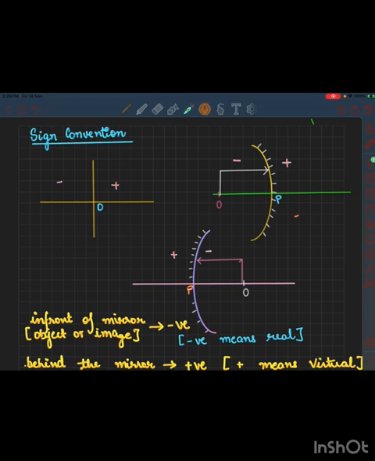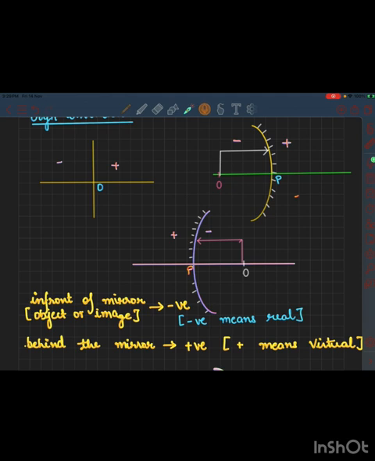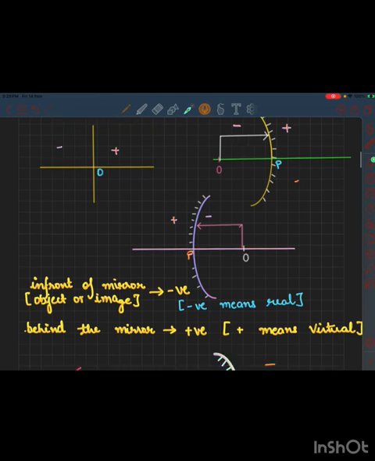In whichever direction the incident ray is progressing, that side of the pole will be positive and the opposite will be negative. But suppose we get confused in understanding this rule, there is one simple formula: all the distances which are taken in front of the mirror are negative. Like if an object or image is in front of the mirror, then the object distance and the image distance will be negative.